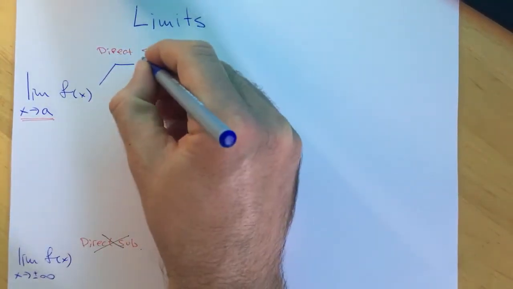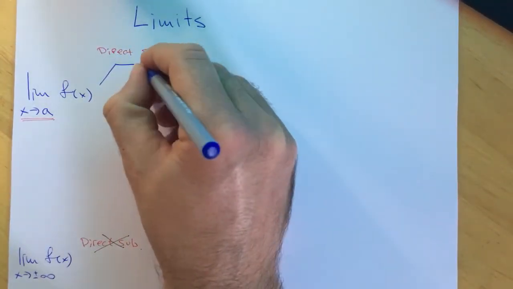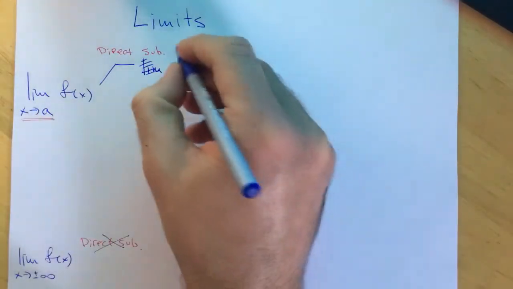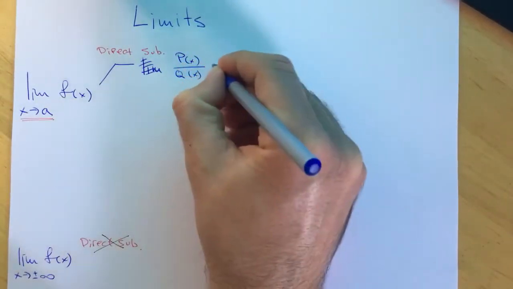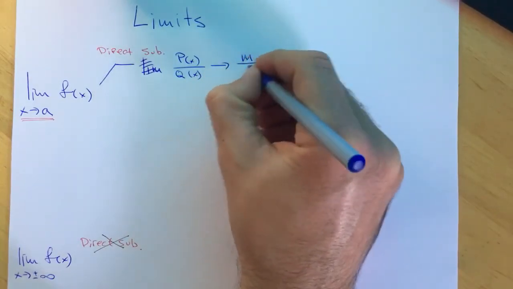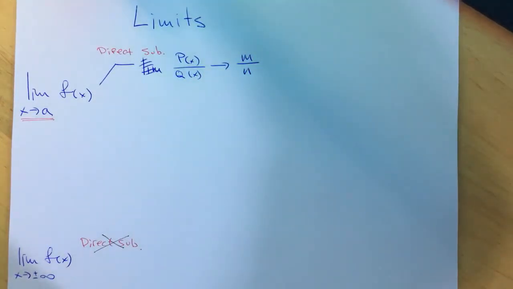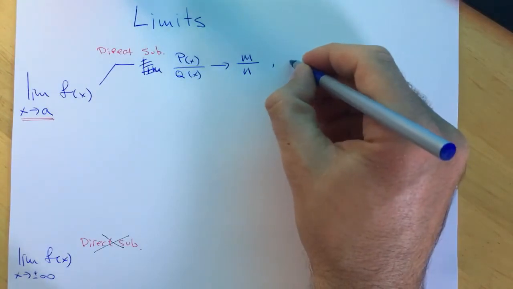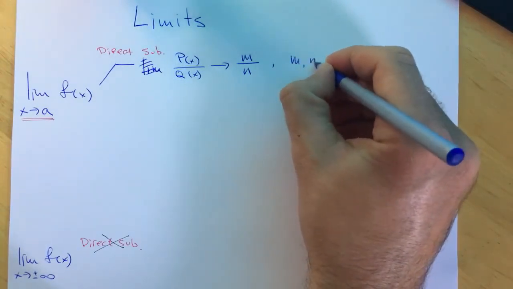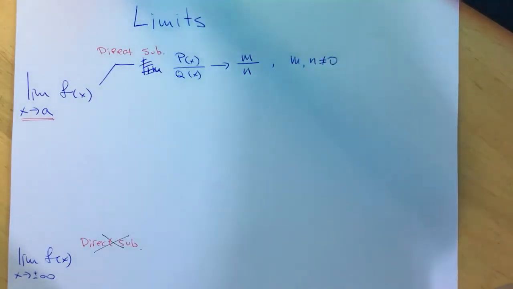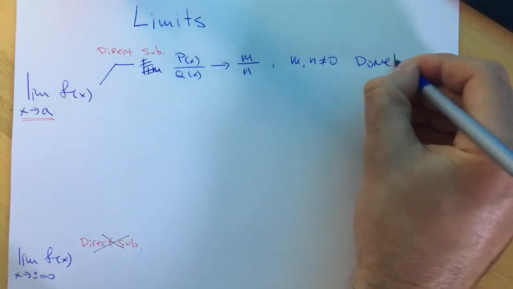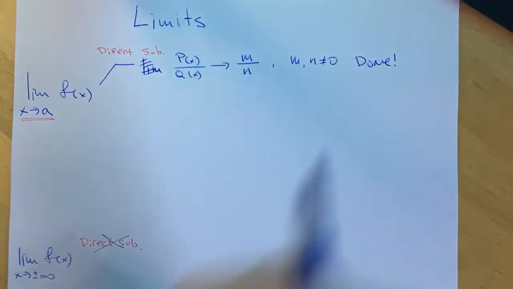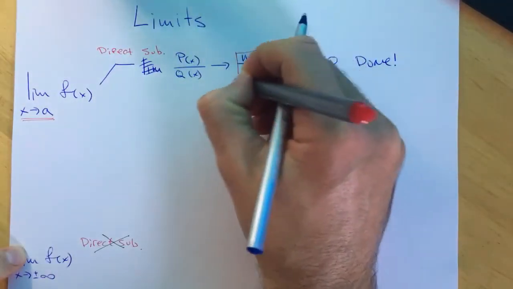The first scenario is where, as x approaches a, the numerator and the denominator approach constants m and n, where m and n are different than 0. And if this happens, you're done, because this is your answer.